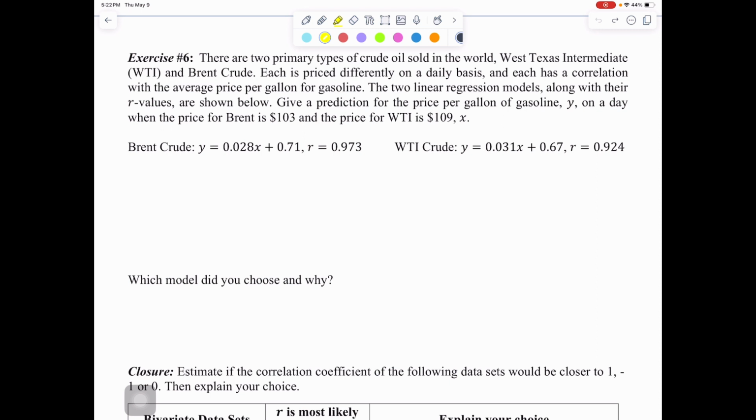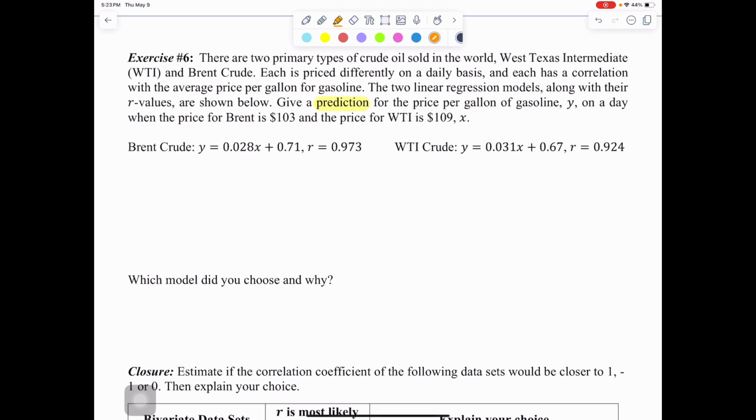Now moving on to exercise 6, there are 2 primary types of crude oil sold in the world: West Texas Intermediate WTI and Brent crude. Each is priced differently on a daily basis, and each has a correlation with the average price per gallon for gasoline. The 2 linear regression models, along with their R values, are shown below, and they want us to give a prediction for the price per gallon of gasoline Y on a day when Brent price is $103 and the price for WTI is $109. And that variable is our X variable.